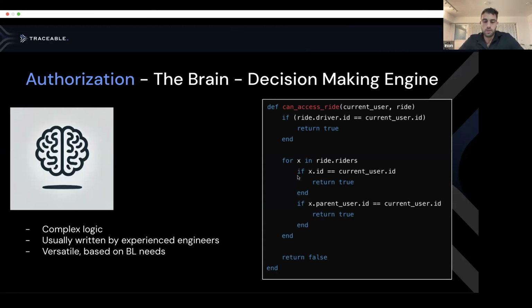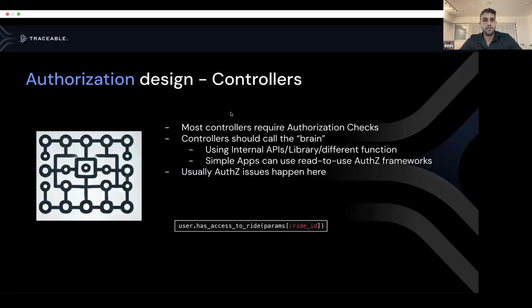It should be written by more experienced engineers, the more senior engineers in the company that know the system better. And it's also versatile, it's really based on the business logic needs. So Uber might decide tomorrow to remove the feature that the parents have access to the children's ride, and then this function has to be adapted. So this is like the engine, the brain itself.